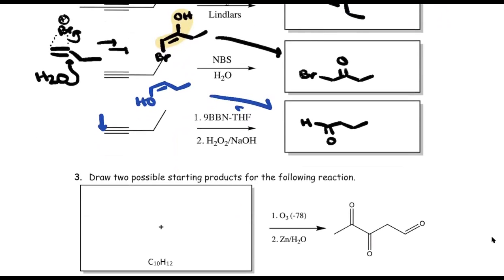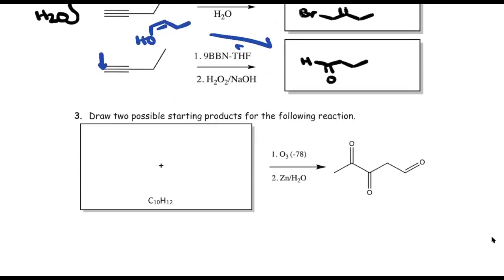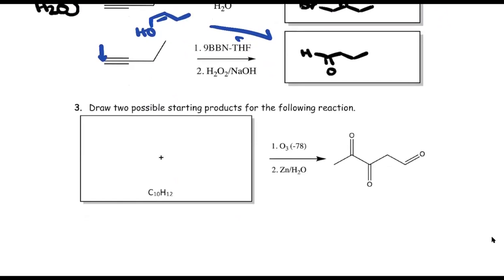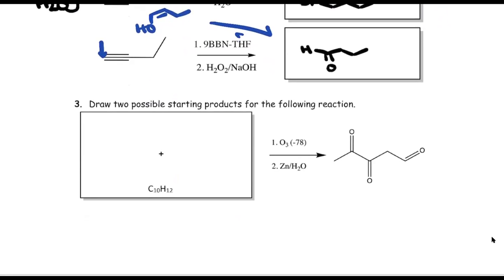For number 3, it says to draw 2 possible starting materials for the following reaction. I'll zoom out at the end. But importantly, what you want to note first is that the molecular formula here is C10H12. You only have 5 carbons here. So if I have 5 carbons here and I have 10 in my starting material, what does that tell you about your product? There's 2 of them. Yep, you have 2 of them.